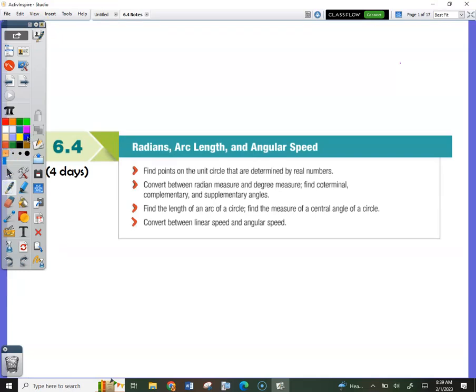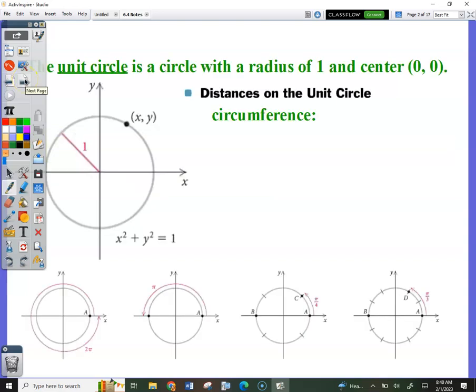Alright, so now let's dive into 6-4. We only have a couple of slides to go here. I have a stop sign to tell me when to stop. You really have to wrap your mind around what a radian is and understand it before we get even further into it. Okay, so turn to this right here.